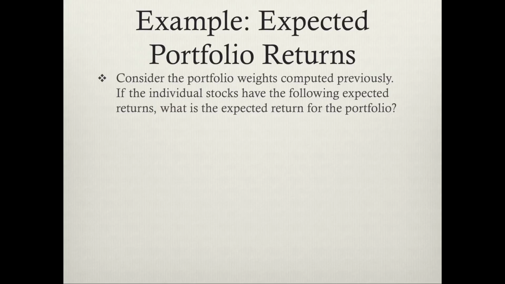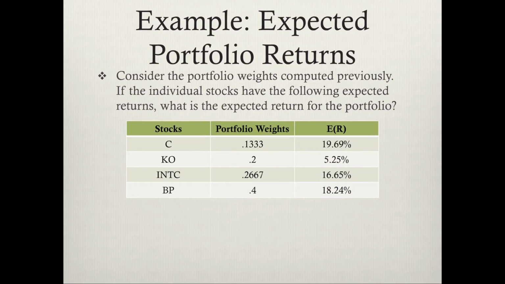So consider the portfolio weights that we computed previously. If the individual stocks have the following expected returns, what is the expected return for the portfolio? We calculated these portfolio weights on the previous slide. This expected return is given. We did not have to calculate this by multiplying each security's return by the probability of an economic condition and adding those together. They have given us that final expected return, and they want to know the expected return of the portfolio. So looking back at the equation on the previous slide, it's rather straightforward.